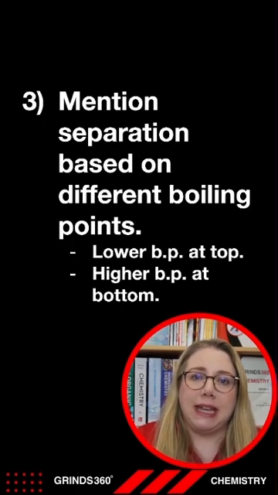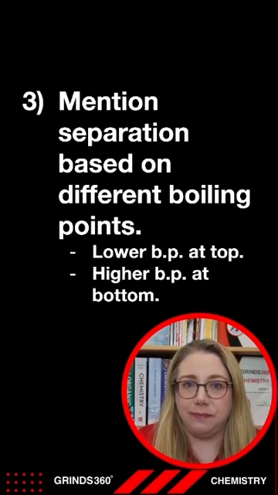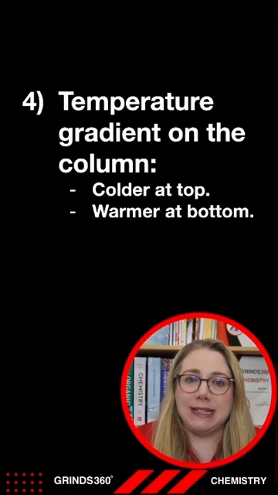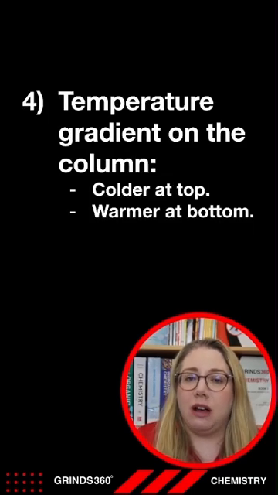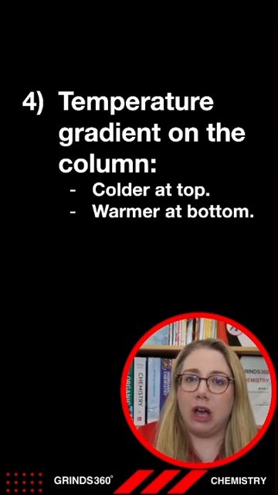You should also indicate somewhere that the lower boiling point fractions come off at the top and the higher boiling point fractions come off at the bottom. And lastly, you should also have a mention of the temperature gradient somewhere on your diagram. And with the temperature gradient, your column is colder at the top and warmer at the bottom.